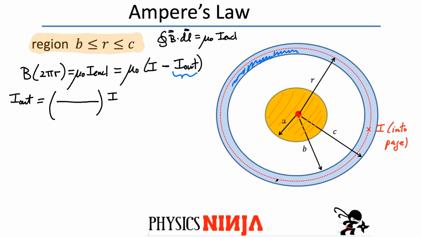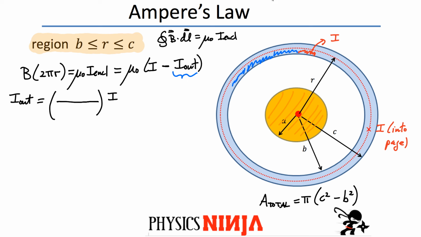And again, the fraction now is you have to compare the areas. Compare the total area of the shell. The total area of the shell is pi, and again, it's the outer area, so that would be c squared minus b squared. You take the difference of the two areas, and that'll give you the total area of this cylindrical shell. Now you compare that to the area of just this part here that's enclosed by my Amperean loop.